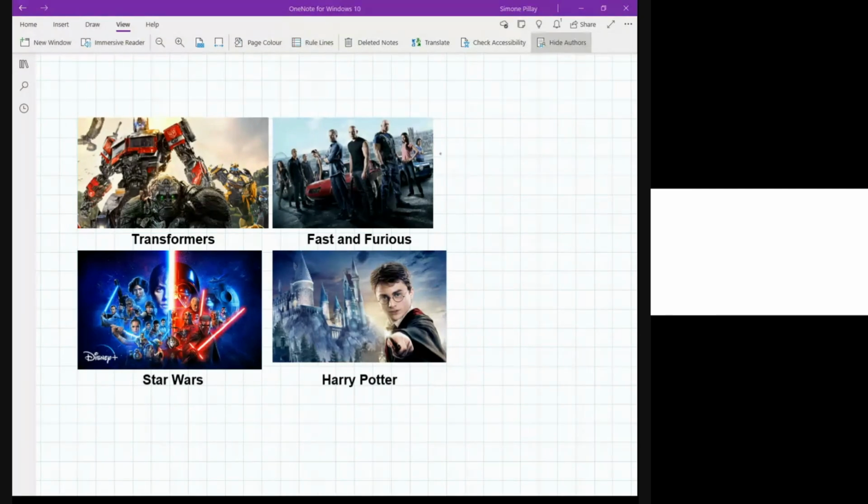Leah, what would you do? Ma'am, this is actually a good question, because I've watched all the Transformers. I've watched all the Fast and Furiouses so far. Star Wars, I've never watched it. Well, I have, I watched two movies. And Harry Potter, I've watched the first one. But this is tough. I'm going to keep Fast and Furious.